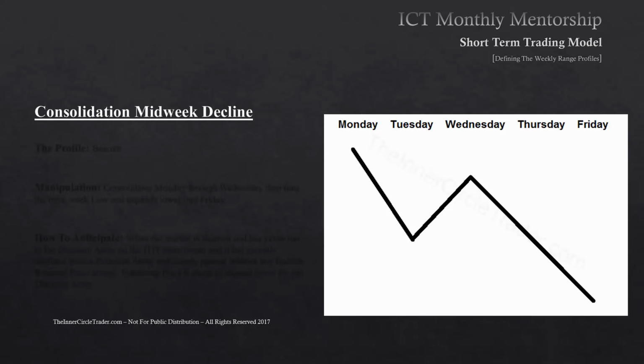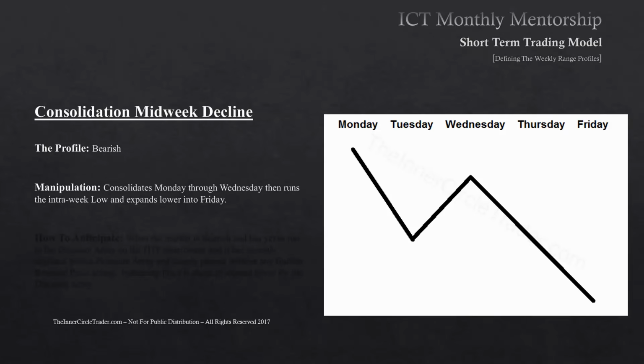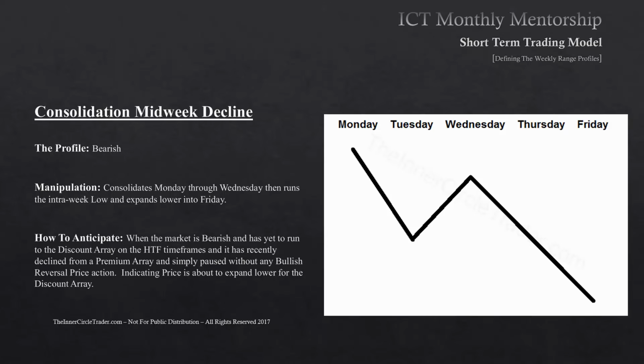Consolidation midweek decline. This is a bearish market profile. You're already expecting bearish prices, and the manipulation you're looking for is when price is consolidating Monday through Wednesday, then runs the intra-week low and expands lower into Friday. You anticipate this profile forming when the market is bearish and has yet to run the discount array on the higher time frames, and it has recently declined from a premium array and simply paused without any bullish reversal price action, indicating price is about to expand lower for the discount array.